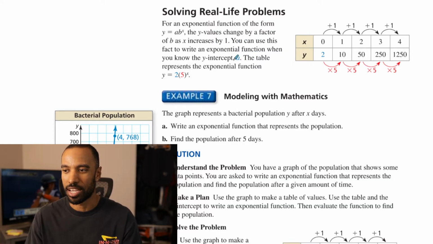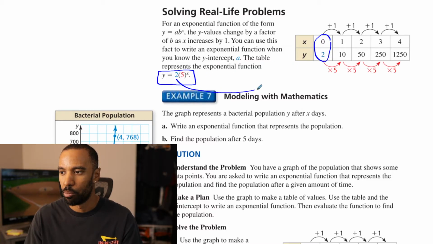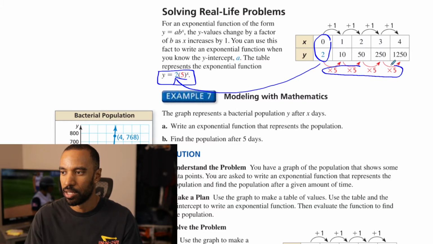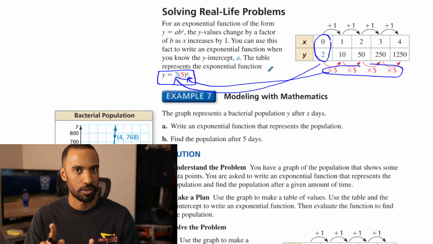But you can use this to write an exponential function here. So their exponential function is y equals 2 times 5 to the x power. Do we understand it at this point now, though? This is the y-intercept, which represents a. Boom, y-intercept there. This is your growth factor, which represents b. So this is going to be the b value right there. This is how these work. This is also how we can use these to make graphs without use of a table.